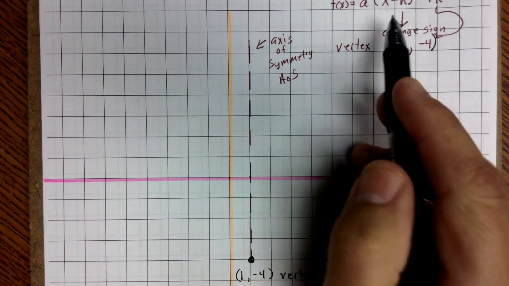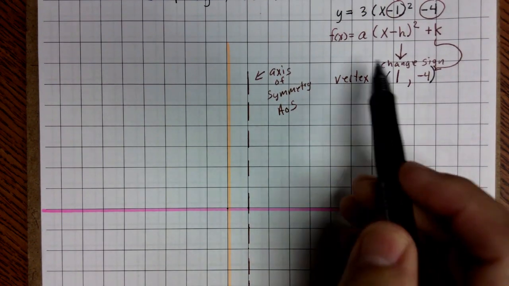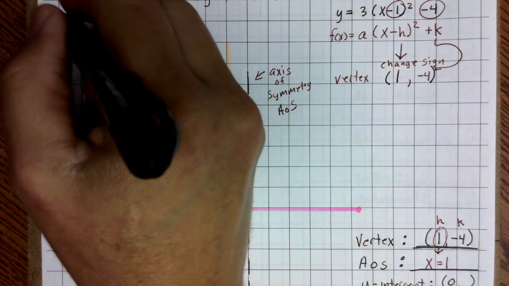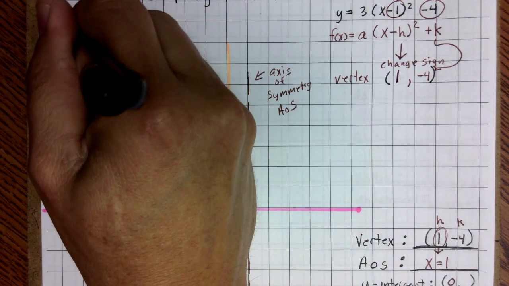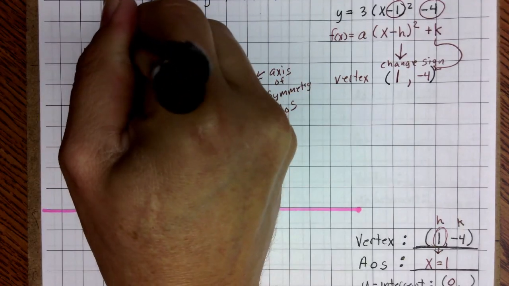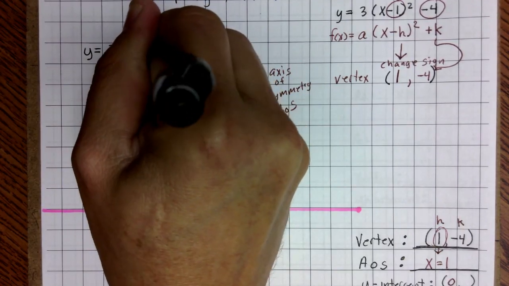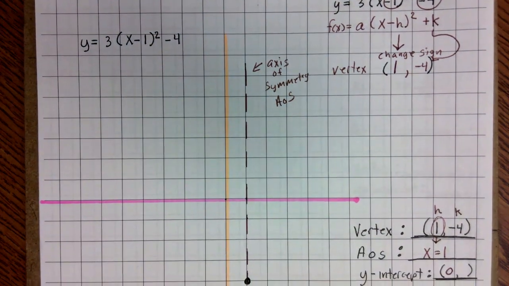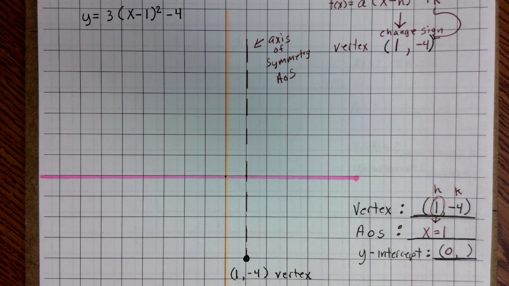So I'm going to go back to the original formula we had up here at the top, y equals 3(x minus 1) squared minus 4. So let me go ahead and write that. So I have y equals 3 times (x minus 1) squared minus 4. Alright, now that I have this, I'm going to do what I told you.